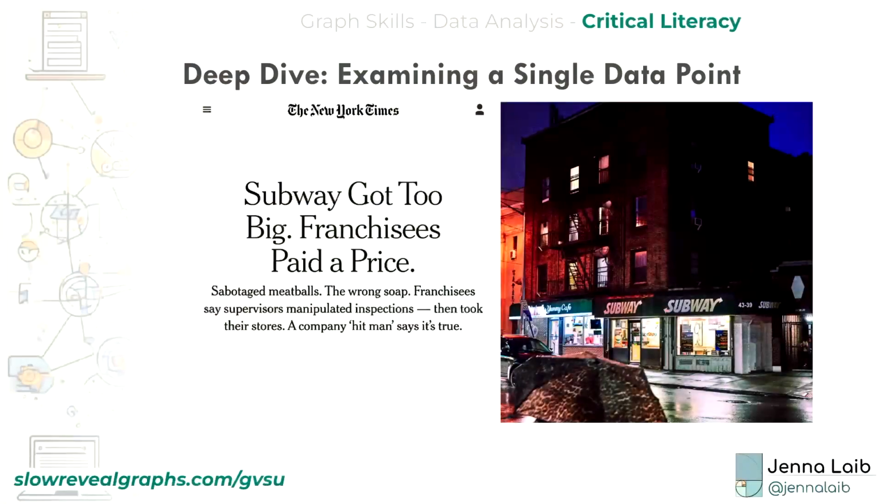So as we were discussing what chain is the most desirable to own, I had looked up some articles about Subway, and we discovered that there's actually a huge social justice component hidden in this graph. Subway got too big and franchisees paid a price. There's too many Subway stores. You know how you go in and there's not anyone there? There's too many of them.